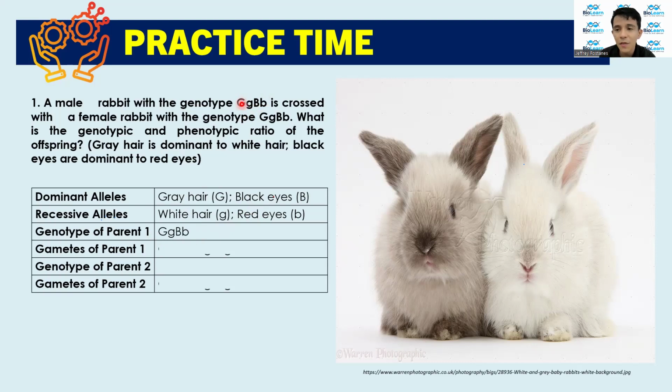Now, what are the gametes of parent one? Again, you perform the FOIL method. So these are the gametes. Next, this is the genotype of parent 2. And this is also the gametes of parent 2.